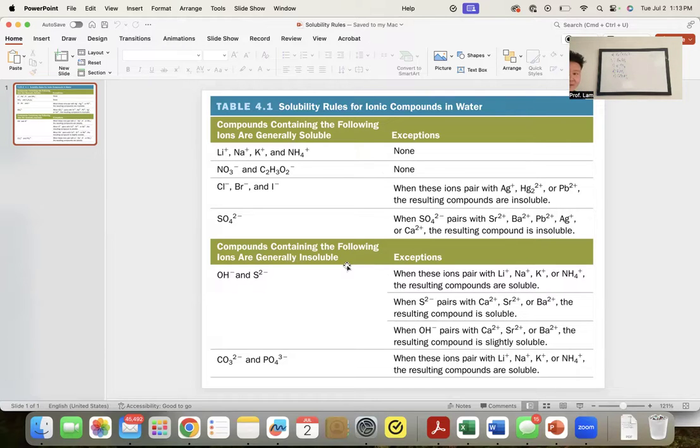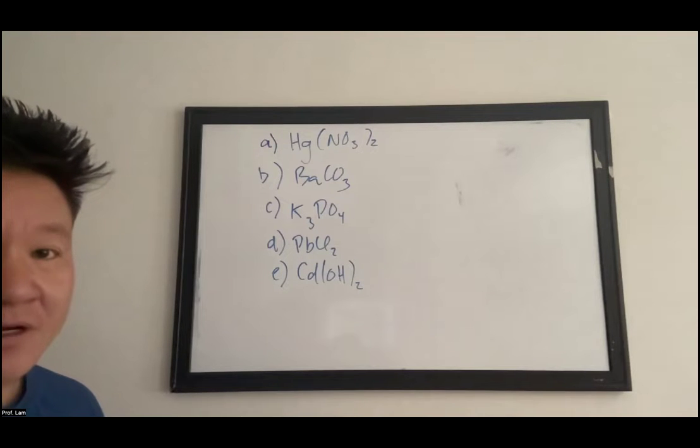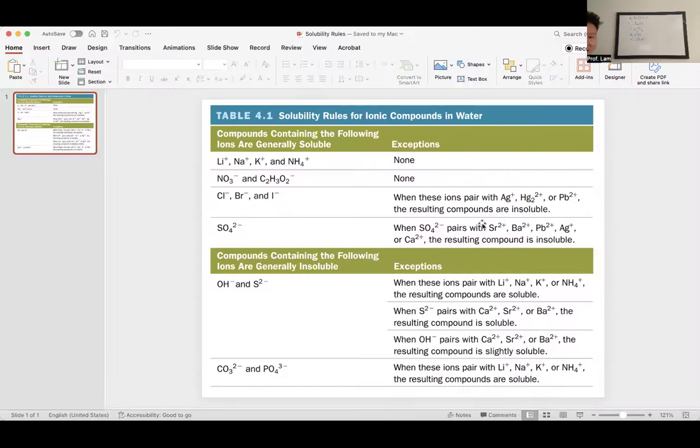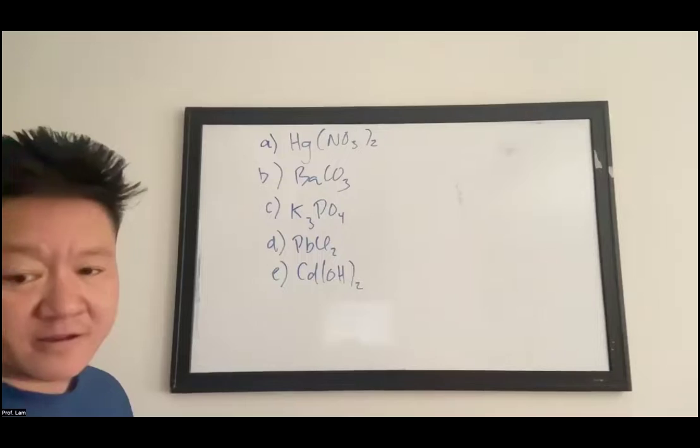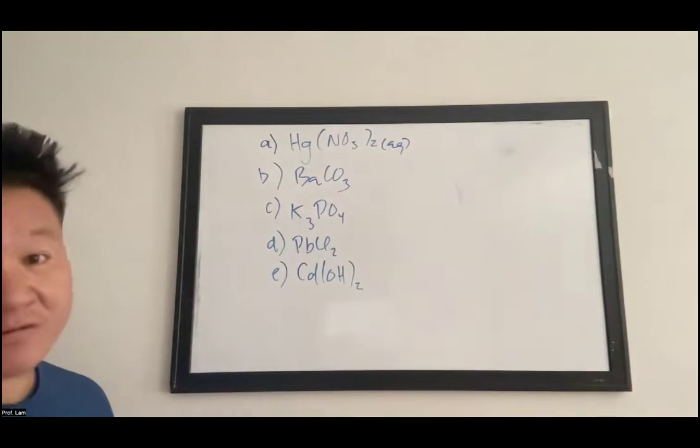Okay, so we got these compounds here. The first one is mercury nitrate, mercury 2 nitrate. Okay, so we go back and look here. Nitrates, it says, are generally soluble, no exceptions. So I'm going to put AQ next to mercury nitrate. Okay.